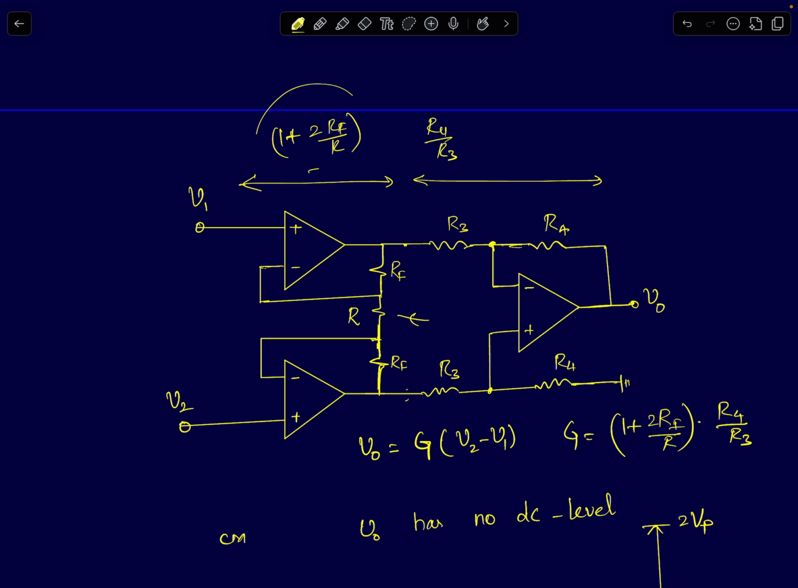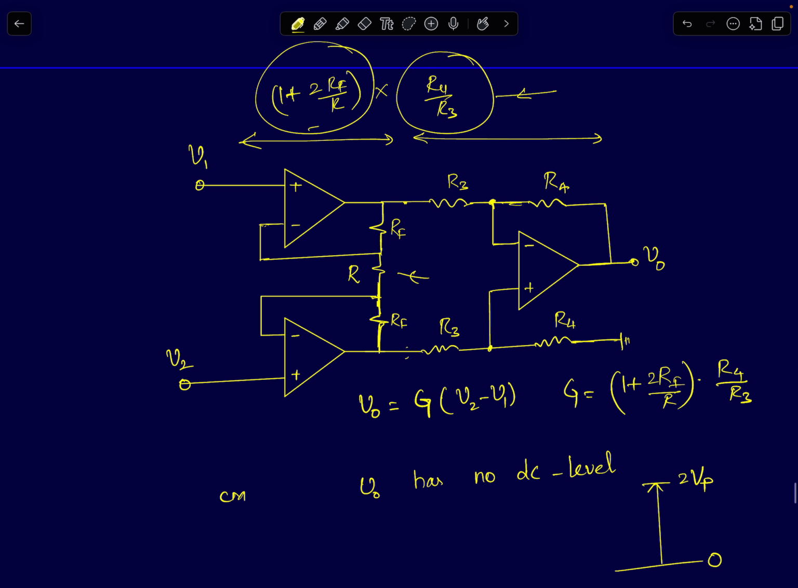So this is the differential gain. This is the differential to single-ended gain, R4 by R3. So the overall gain G is given by the product of these two numbers. Now the output signal of your instrumentation amplifier can be expressed as V0 equals G times V2 minus V1, where V2 minus V1 is the differential input applied to this instrumentation amplifier.